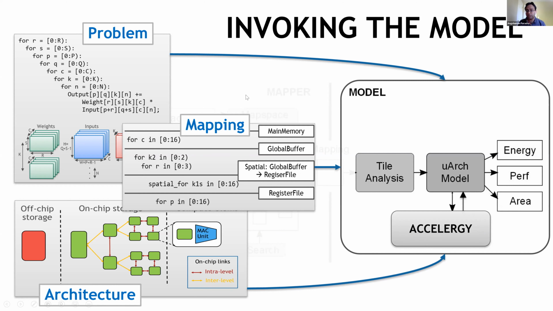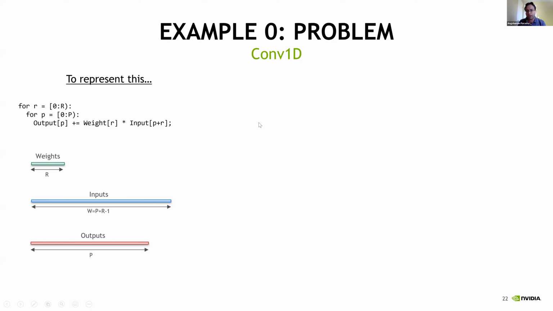And because you're not using the mapper, you need to give it a mapping, right? We need to tell it exactly how to take that problem, chop it up, distribute it and schedule it on the hardware. And I'll explain how you do that. Okay, so given these three inputs, the model will be able to do its job. But let's talk about each of these inputs using some examples.